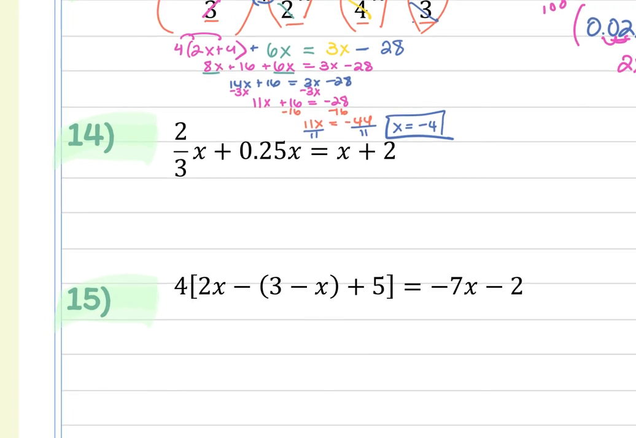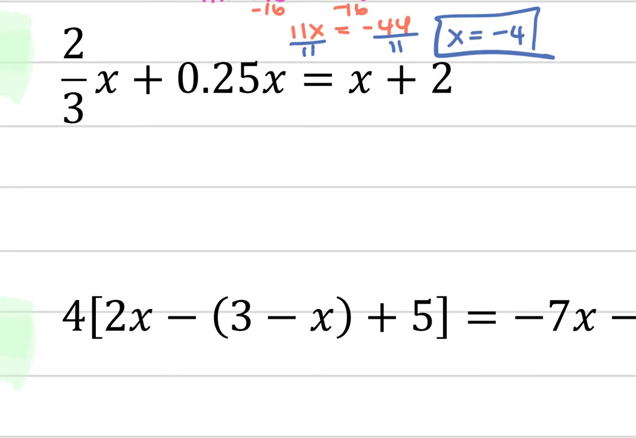Now 14 has the combination of both. So what I would say to do is look and see if it's easy to change either the decimal into a fraction or the fraction into a decimal. So if I look at 2/3, that's a repeating decimal. I can't rewrite that because it wouldn't terminate. But what is 0.25? 1/4. So I can change this to 2/3 x plus 1/4 x equals x plus 2.